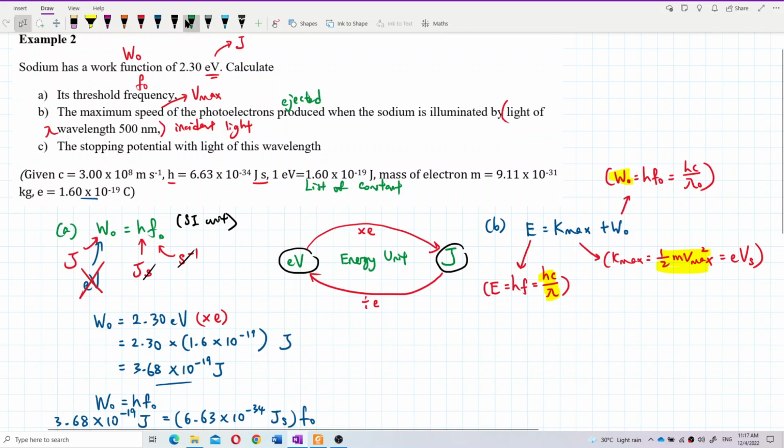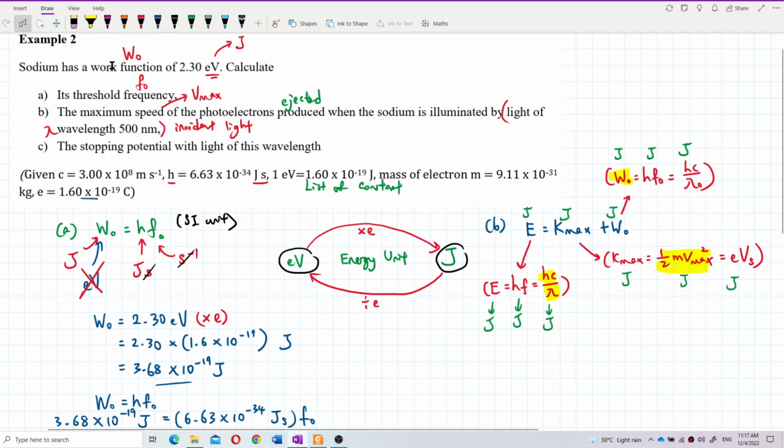So it's better if you maintain all in joule, because why? Because you see this hc over lambda here, you get the unit joule. So the energy you get from here is joule. Understand? So it's better you put everything in joule. All these units in joule, because we want to maintain the same unit. Your hc over lambda is in joule.